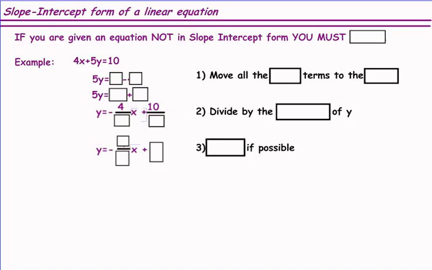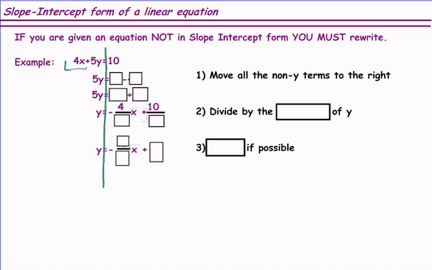All right, so the first thing we're going to do is move all the non-y terms to the right. So we're going to rewrite by moving all non-y terms to the right. My non-y term here is 4x, and when I say to the right, I'm talking about that line. So I'm going to move it by subtraction, and they cannot be added or subtracted together because they're not like terms. I'm just going to rewrite them because we're used to seeing the x in the front part.